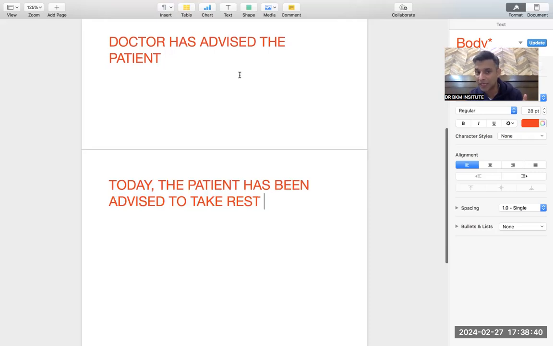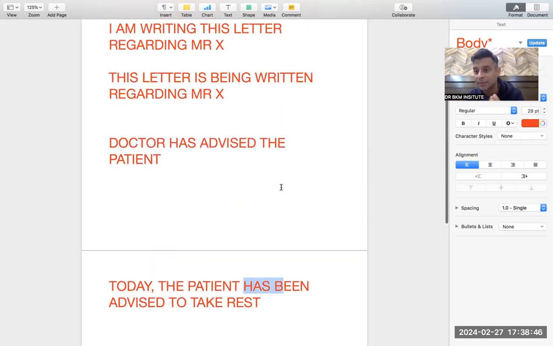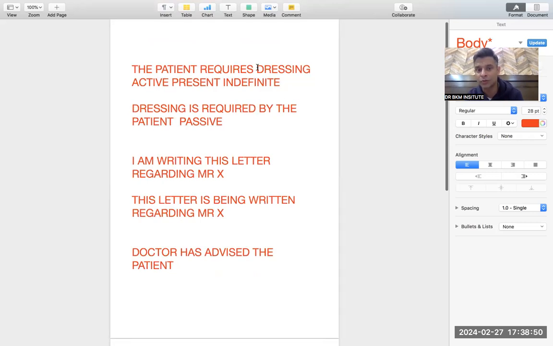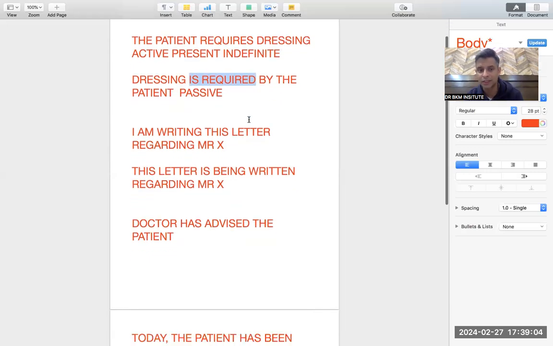So this is also present perfect. This is also present perfect. There is has been plus third form. So how is a passive sentence formed? The only rule of passive voice is that the object becomes the subject. Dressing is required by the patient. If you see, require is a first form. This is is plus third form. Passive voice is always third form.